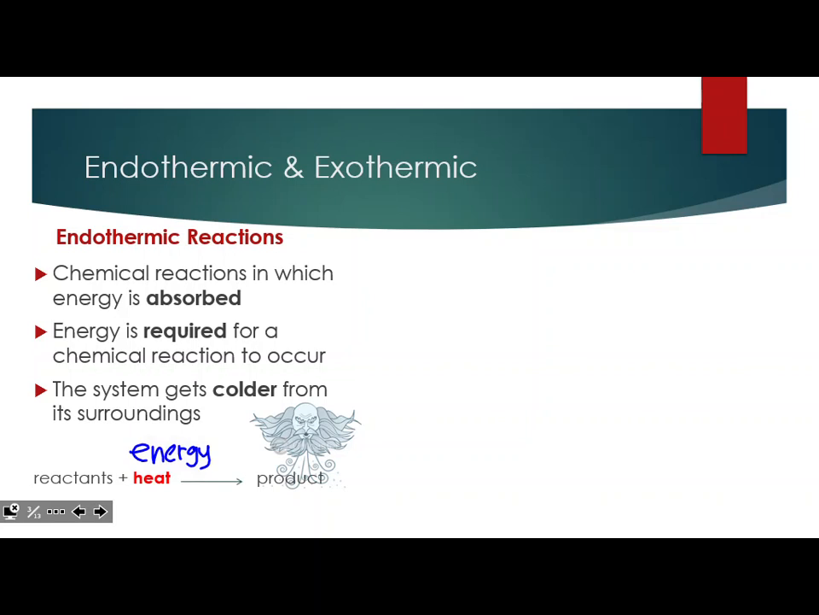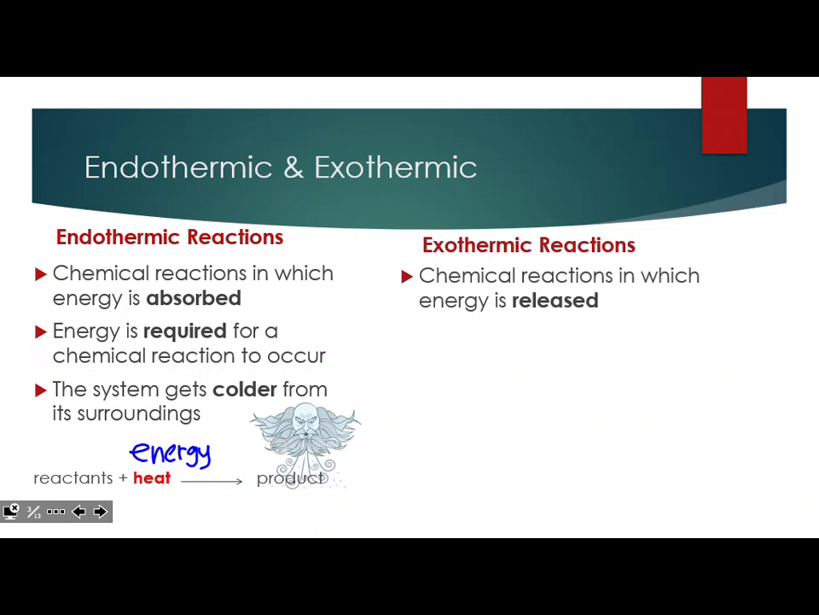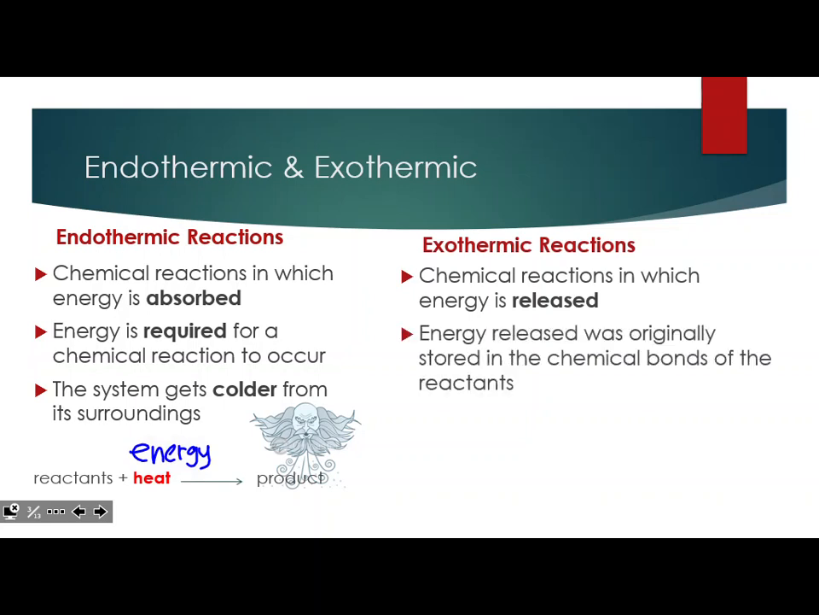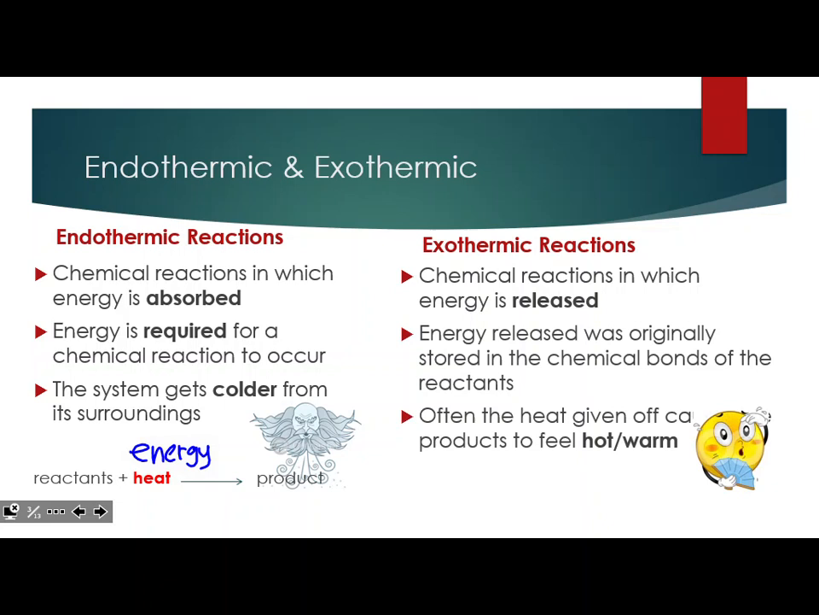For our exothermic side, exothermic: chemical reactions in which energy is released. It was originally stored in the chemical bonds of the reactants. There was more chemical energy in the reactants' bonds than there is in the products' bonds. So that exchange in energy, some of it has to go somewhere, so it goes into the surroundings, and we feel it as warmth or heat.